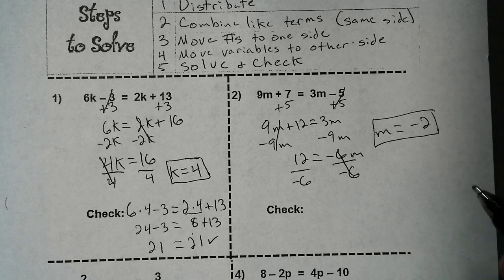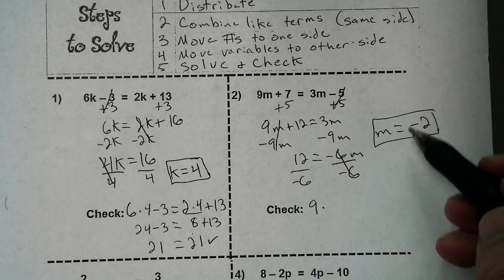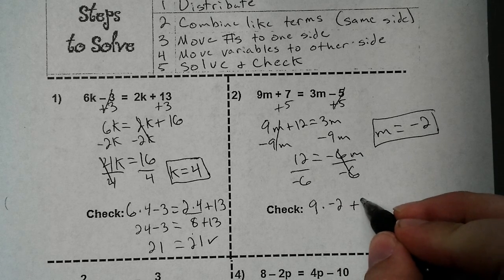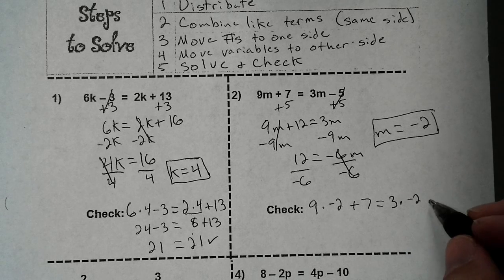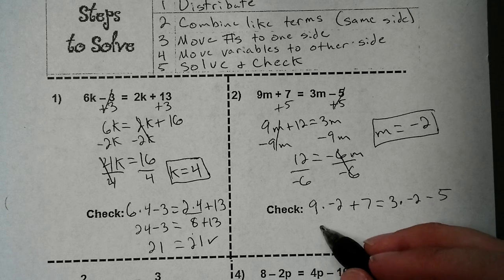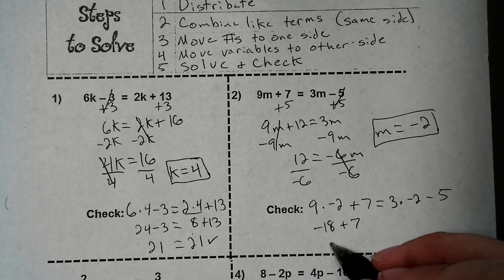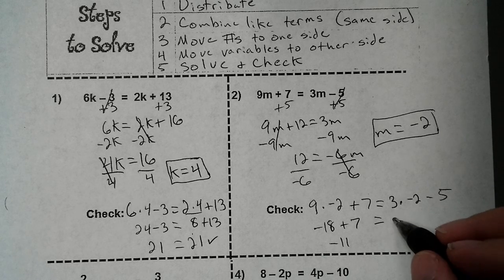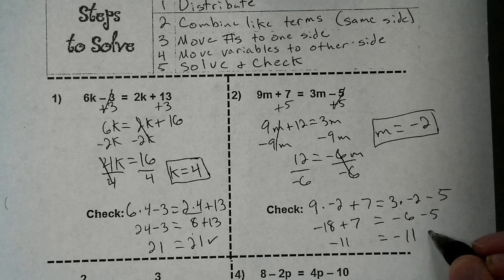We check it just by plugging it in. 9 times, instead of m, we're plugging in -2, plus 7 equals 3 times -2 minus 5. Right here, that's -18 plus 7, which will give me -11. And then on this side, that's going to be -6 minus 5 more, which is also -11. So that does check out.